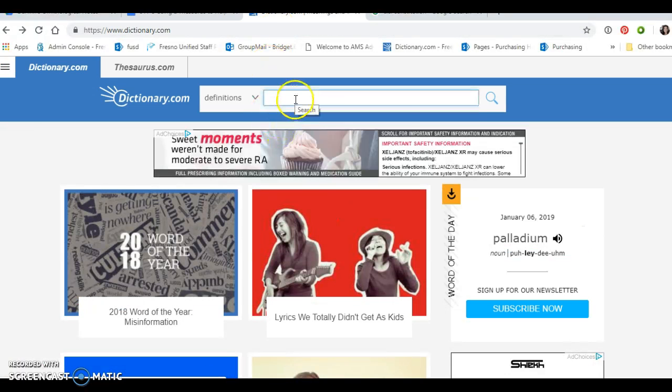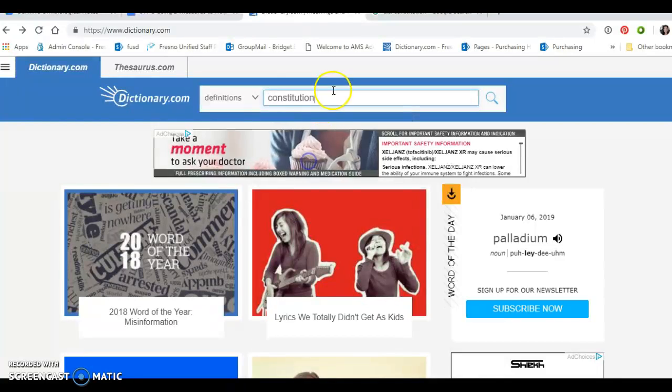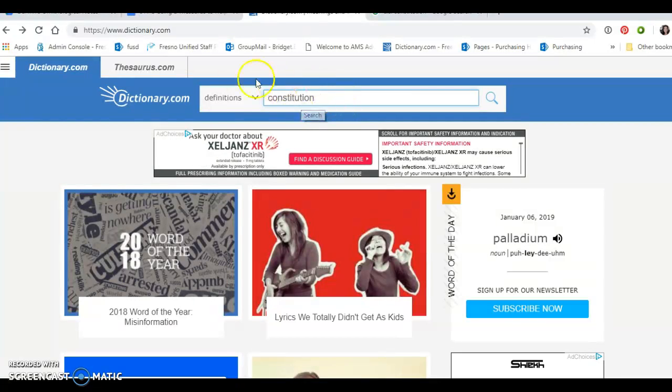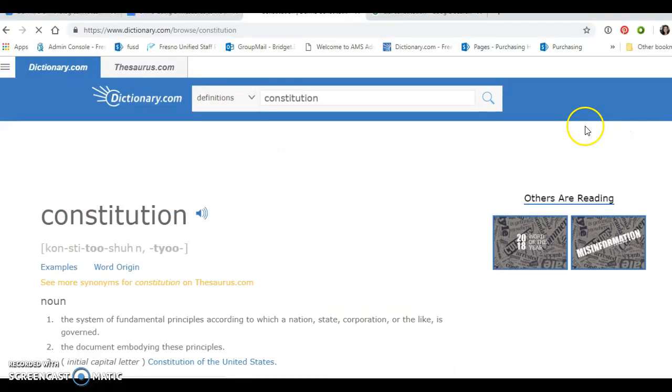Because I need to find the definition of this before I start, because many words, I'm going to say most words, have multiple definitions to them. And you want to make sure you have the right definition when you go to the thesaurus. And if you can see right here, dictionary.com, and here's the sister website, thesaurus.com. But we're going to stay right here for right now and click this. All right, constitution.